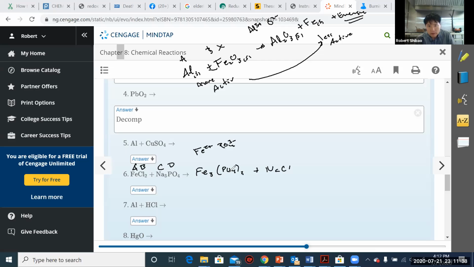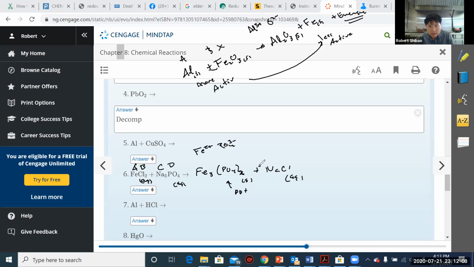Is there a driving force? Yeah, phosphates are insoluble. So it's going to be a precipitate, except for group 1 and ammonium. This is not a group 1 or ammonium. So phosphates, we call this a precipitate. Well, let's make sure. Chlorides, bromides, and iodides are soluble except for silver, lead, mercury. So this is aqueous, and sodium salts are aqueous. And so this would be called a precipitate here. And sodium chloride just would be aqueous, soluble.